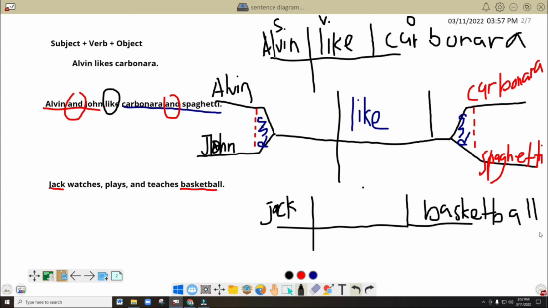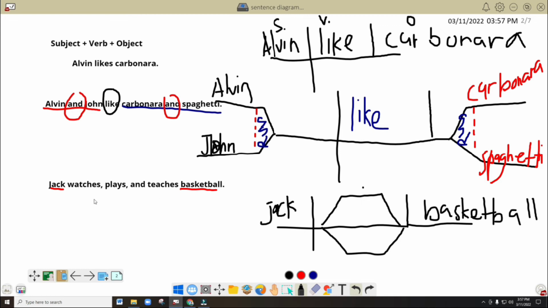Okay. Now, we got three verbs here. What are we going to do? Same thing as what we did earlier. You will draw another line or other lines. Okay. We have this.